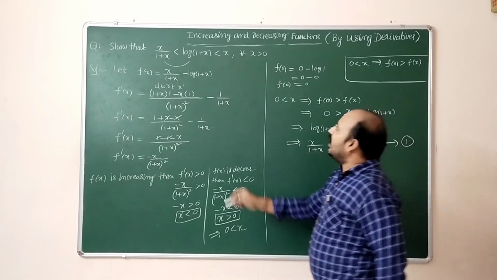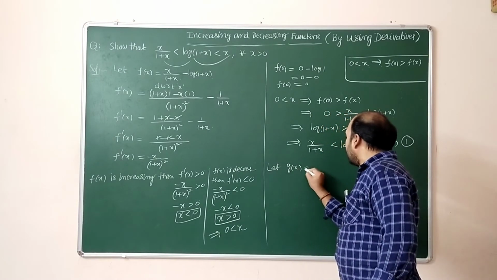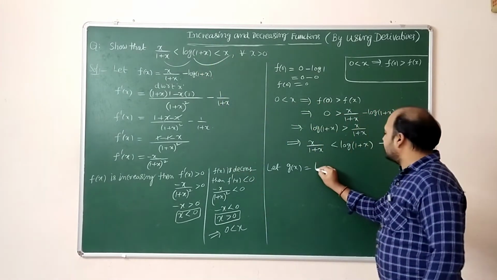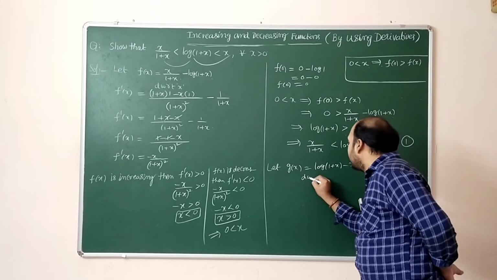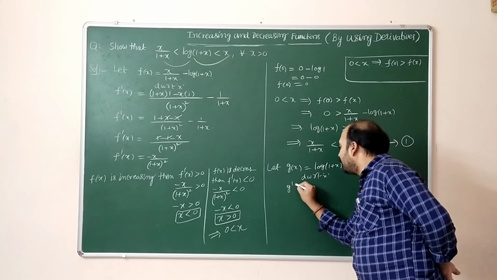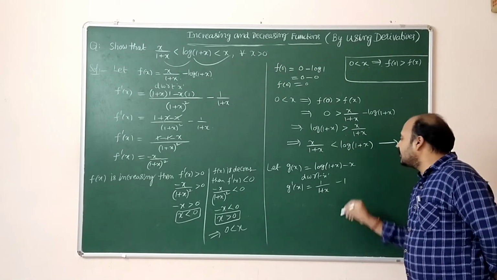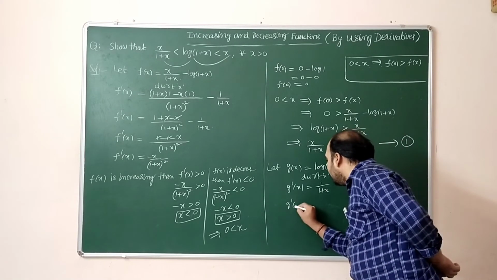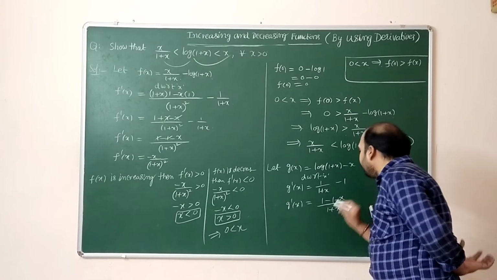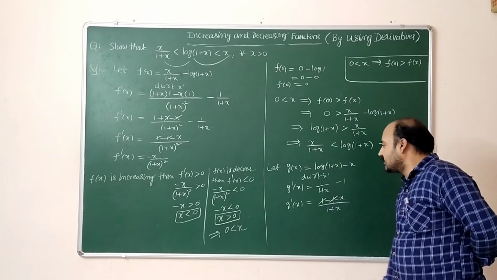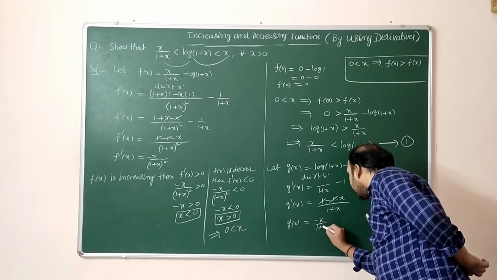After that, again you have to consider these two. Let g of x be another function I am taking: log of 1 plus x minus x. Again differentiate with respect to x. So g dash of x is equal to log of 1 plus x, derivative is 1 by 1 plus x, minus x, derivative is 1. If you simplify, g dash of x is equal to, 1 plus x is the LCM, 1 minus 1 minus x. So minus 1 and 1 cancel, and g dash of x is equal to minus x by 1 plus x.